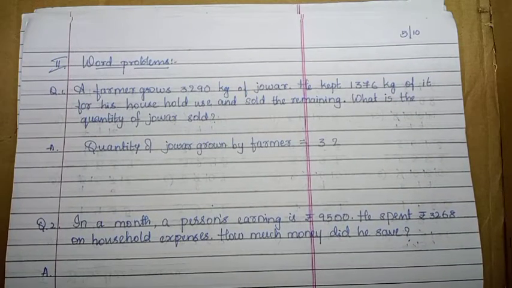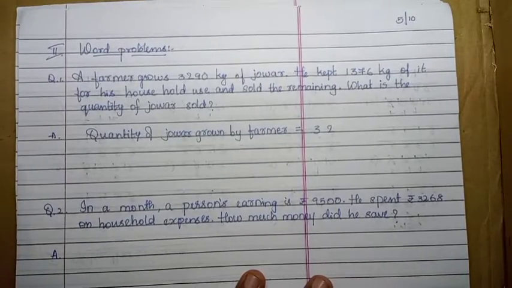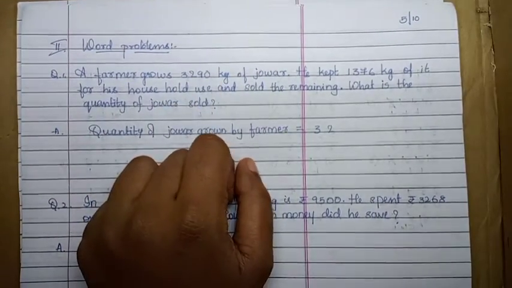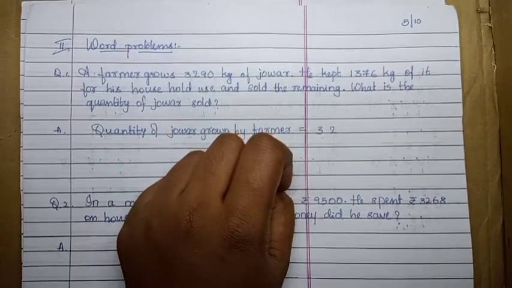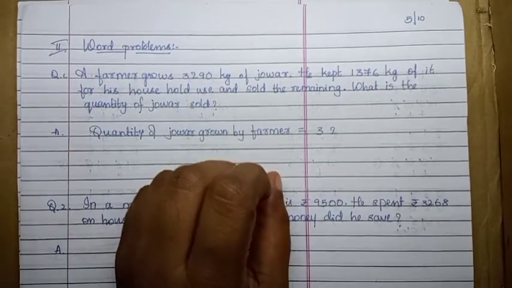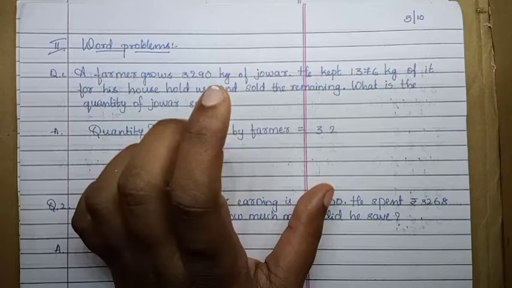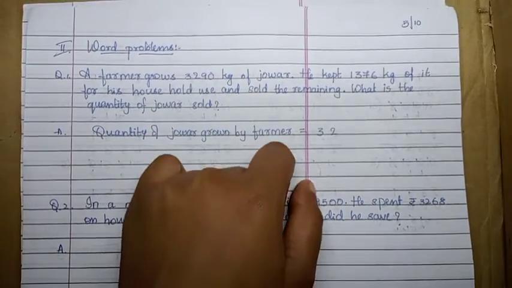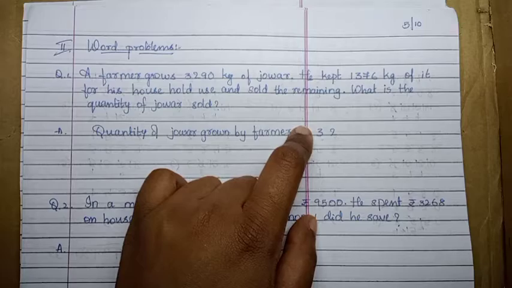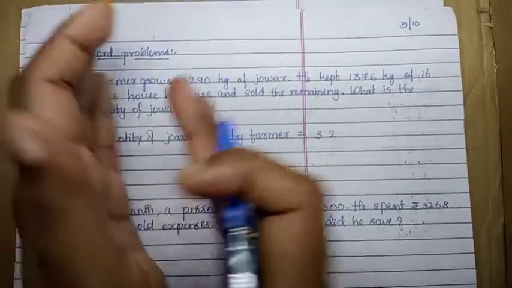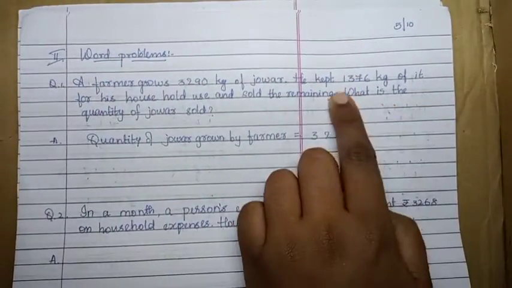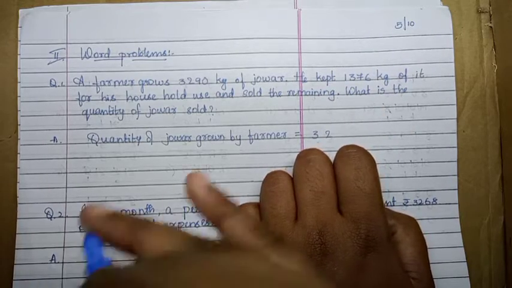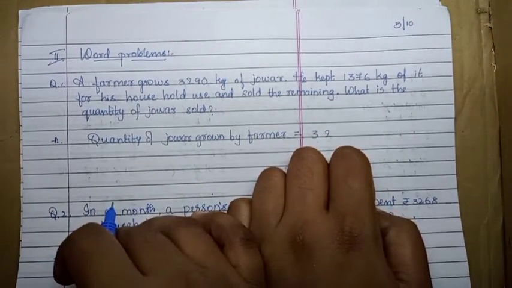So what they are saying here is there is a farmer who grew 3290 kg of jowar. In that he kept 1376 kg for his house use, for himself. They are asking how much he sold, the remaining jowar. He kept some jowar to himself and he sold some jowar. How much he has kept for himself is 1376 kg. How much he has sold, we have to find out by using subtraction method.